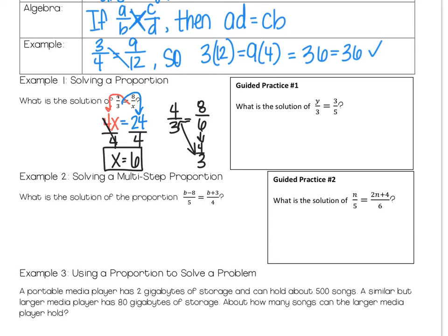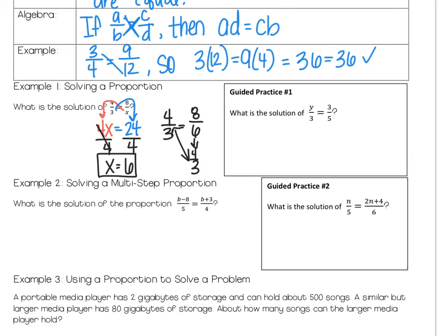Guided practice number 1, I want you to do it, and I'll give you the answer in just a second. Okay, you're going to get 5y equals 9. Divide both sides by 5, and you get y equals 9/5, or 1.8.